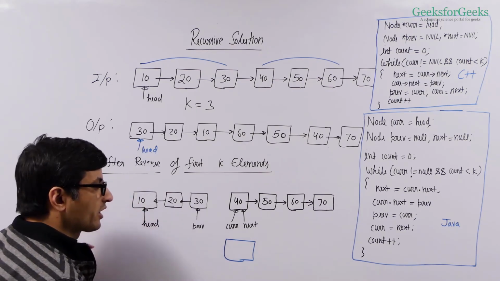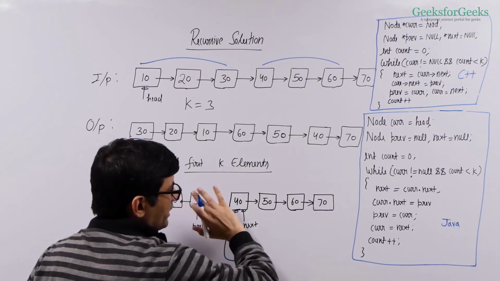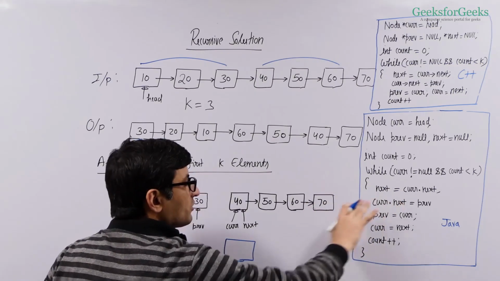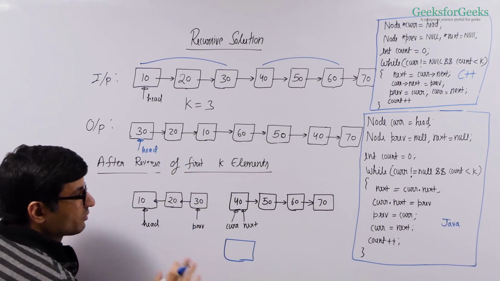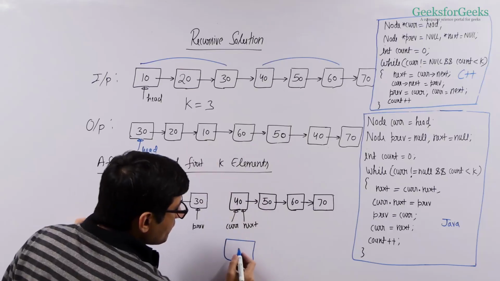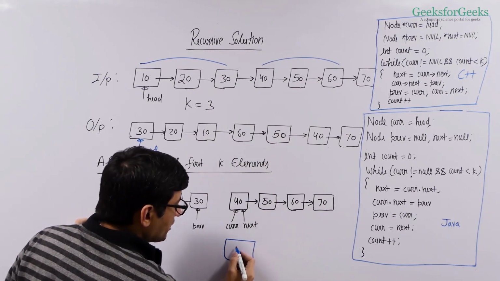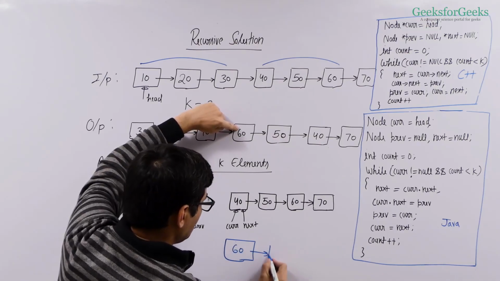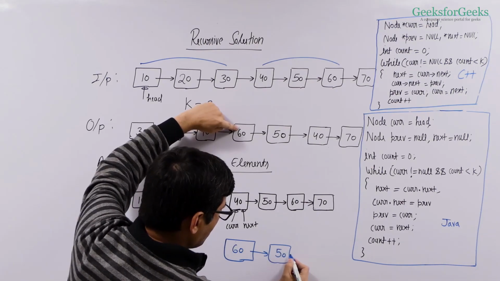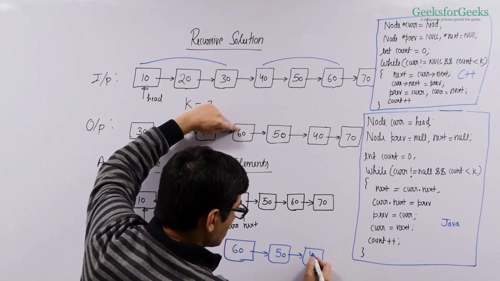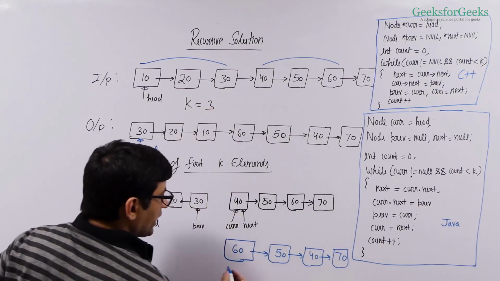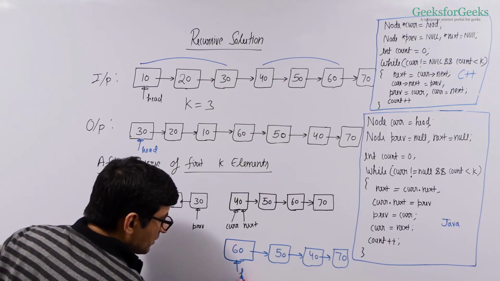If we have written the correct recursive code, then it's going to execute perfectly fine and handle all the remaining nodes. Even if there are hundreds of nodes, they are going to be reversed in groups of size 3 or k. So once we have done this part, we'll get this correct linked list. We'll get 60, 50, 40 and then 70. So we assume that this recursive code is going to work perfectly fine. And we'll get the head of this linked list as this.